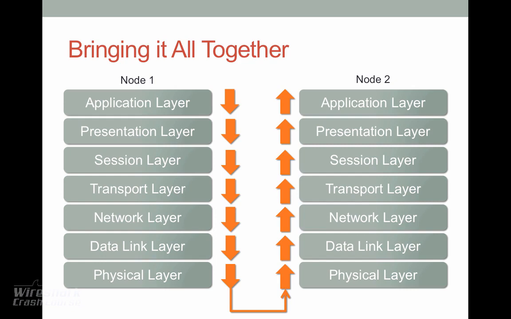When that data gets to layer 1, it is transmitted across the wire as ones and zeros. When the data reaches node 2, each layer strips the encapsulated data from node 1 and passes the information up the OSI model until the payload reaches the application layer. So I hope this helps you understand how networks work a little better. In the next section, I'm going to show you how to install Wireshark on several different operating systems.